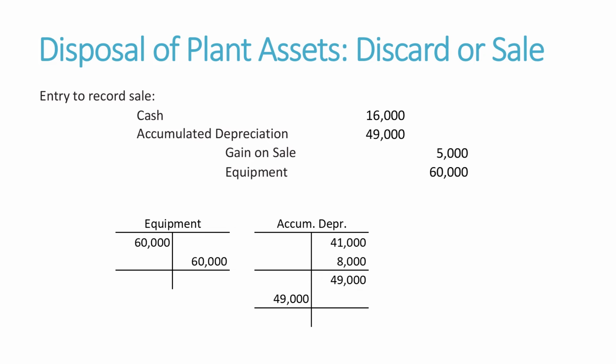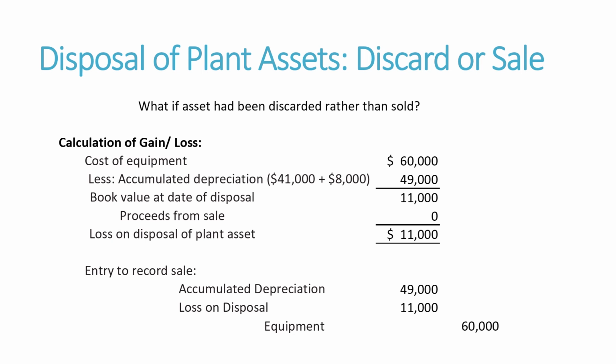Our journal entry is going to be a debit to cash for the proceeds. After we remove the equipment from our books, because we sold it, both the equipment and the accumulated depreciation accounts need to have zero balances. So we're debiting accumulated depreciation for the balance of $49,000 and crediting equipment for the debit balance of $60,000. Gains are like revenues in that they are recorded with credits, so we are crediting gain on sale for $5,000.